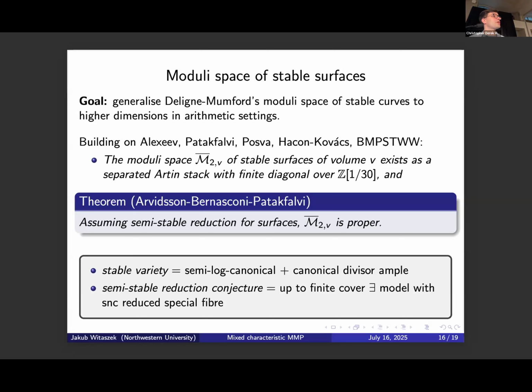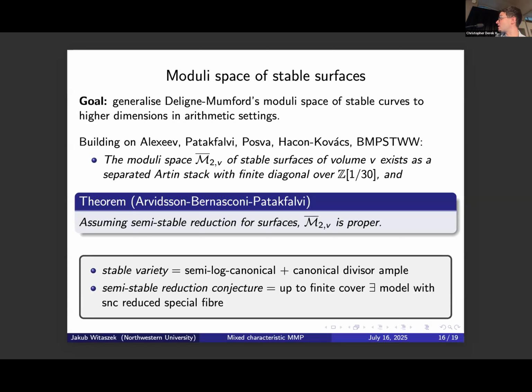So let me review a couple of notions that are used in these results. First, a stable variety generalizes stable curves to higher dimensions, with both a global and a local condition. The global condition is that the canonical divisor is ample, and the local condition is that the singularities are semi-log canonical, which is a natural generalization of nodal singularities.